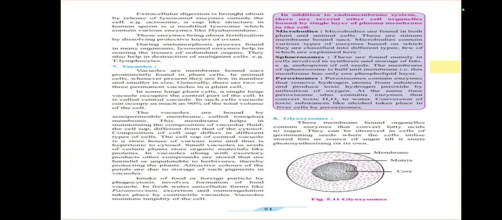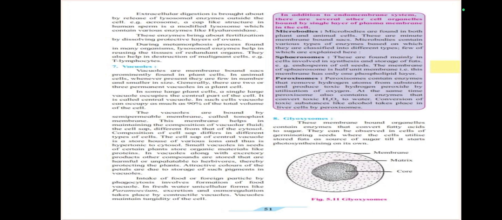Small vacuoles in seeds of certain plants store organic material like proteins. Other compounds that are harmful or unpalatable to herbivores are stored, thereby protecting the plants. Attractive colors of the petals are due to storage of such pigments in vacuoles. Intake of food and foreign particles by phagocytosis involves formation of food vacuoles. In fresh water unicellular forms like paramecia, excretion and osmoregulation take place by contractile vacuoles. Vacuoles maintain turgidity of the cell.